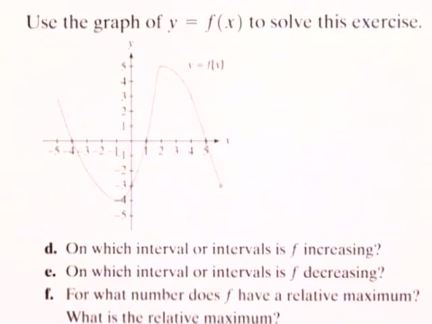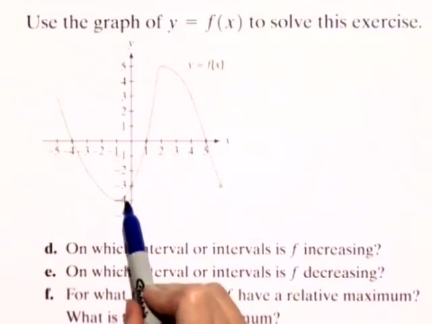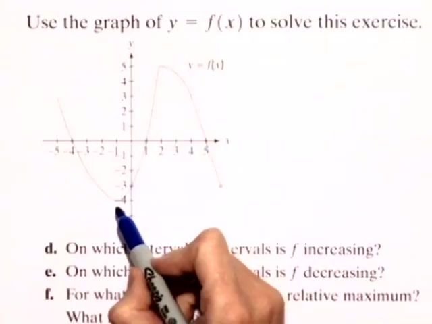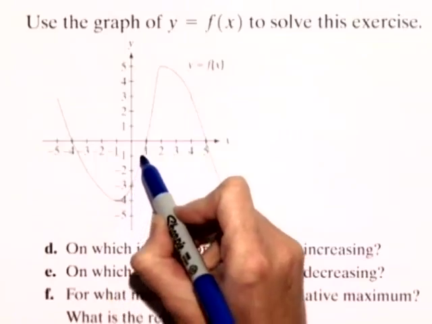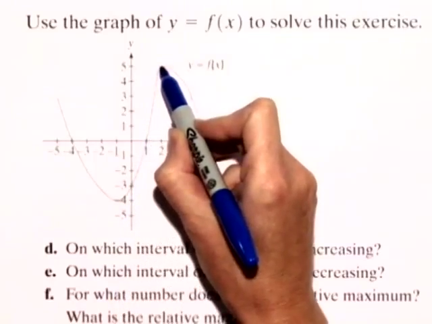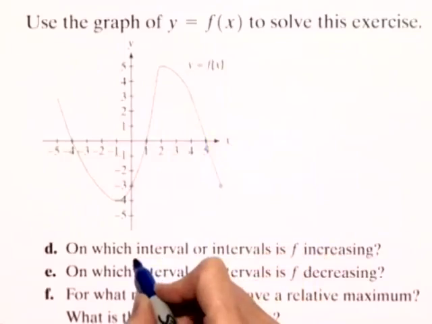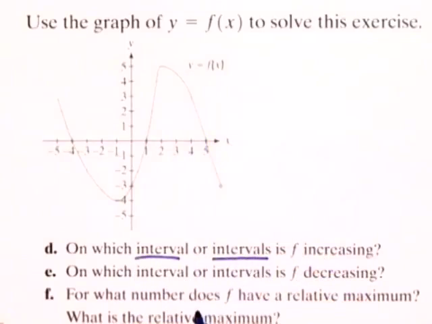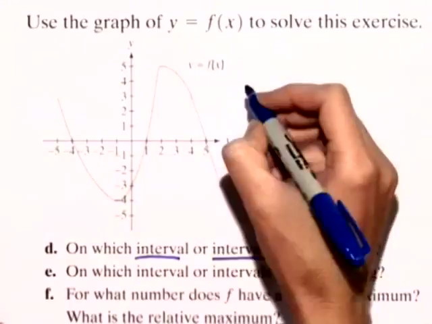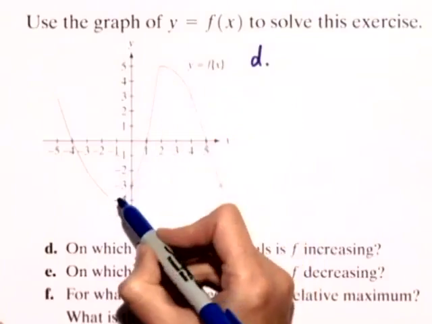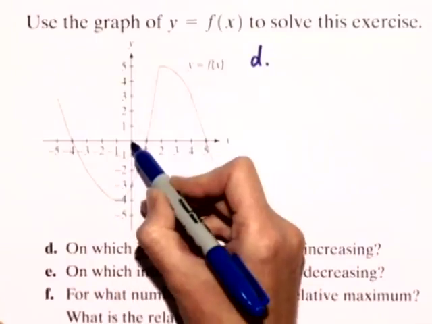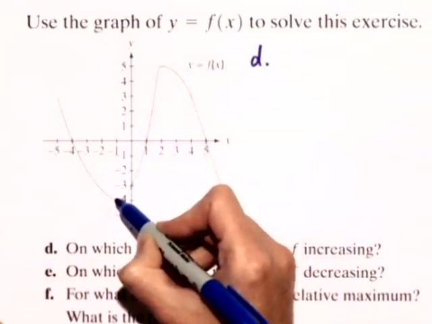In D, we want to know on which interval or intervals is f increasing. We can see that f is increasing anytime we move to the right and the function values are getting larger. So notice down here, we seem to have a low point right here, and then as we move to the right, we get higher and higher y values until right about here. So whenever we look at intervals, we want to consider x values. So for D, we want to look at the x values where this function is increasing. Well, right down here, this looks like it has an x value of negative 1.